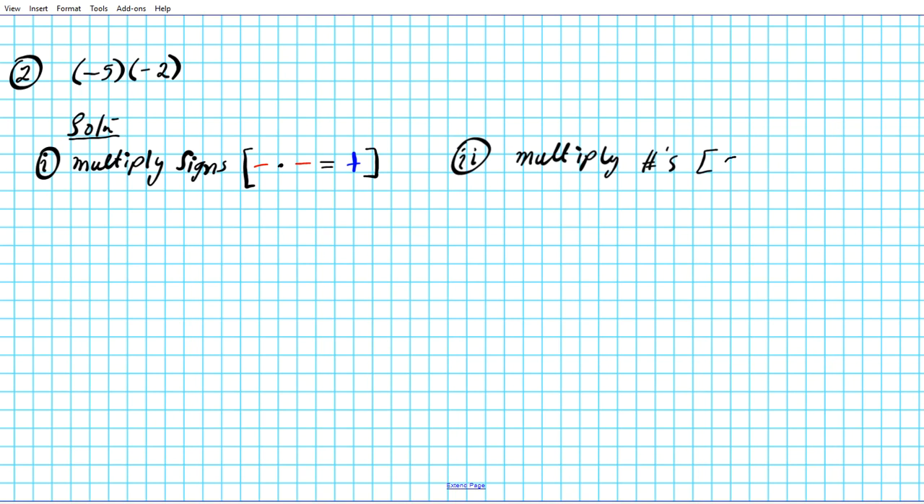You just multiply 5 times 2. 5 times 2 is 10. Okay, so this is basically how you think about it. Let's go ahead and do the problem. So if you're multiplying -5 times -2, you want to do this mentally.